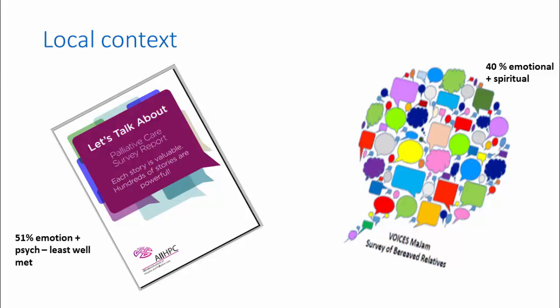The other one, the circular one, is even closer to home. That is Voices Majam. That is Majam being Mater in St. James's. And 800 bereaved families in about the last 18 months were asked, how was the care of your loved one at the end of life? And over 400 families responded, and they said physical care wasn't bad, but 40% said that the emotional and the spiritual care could have been better. So that's really powerful when it's our patients in our time that are telling us that we can do things better.